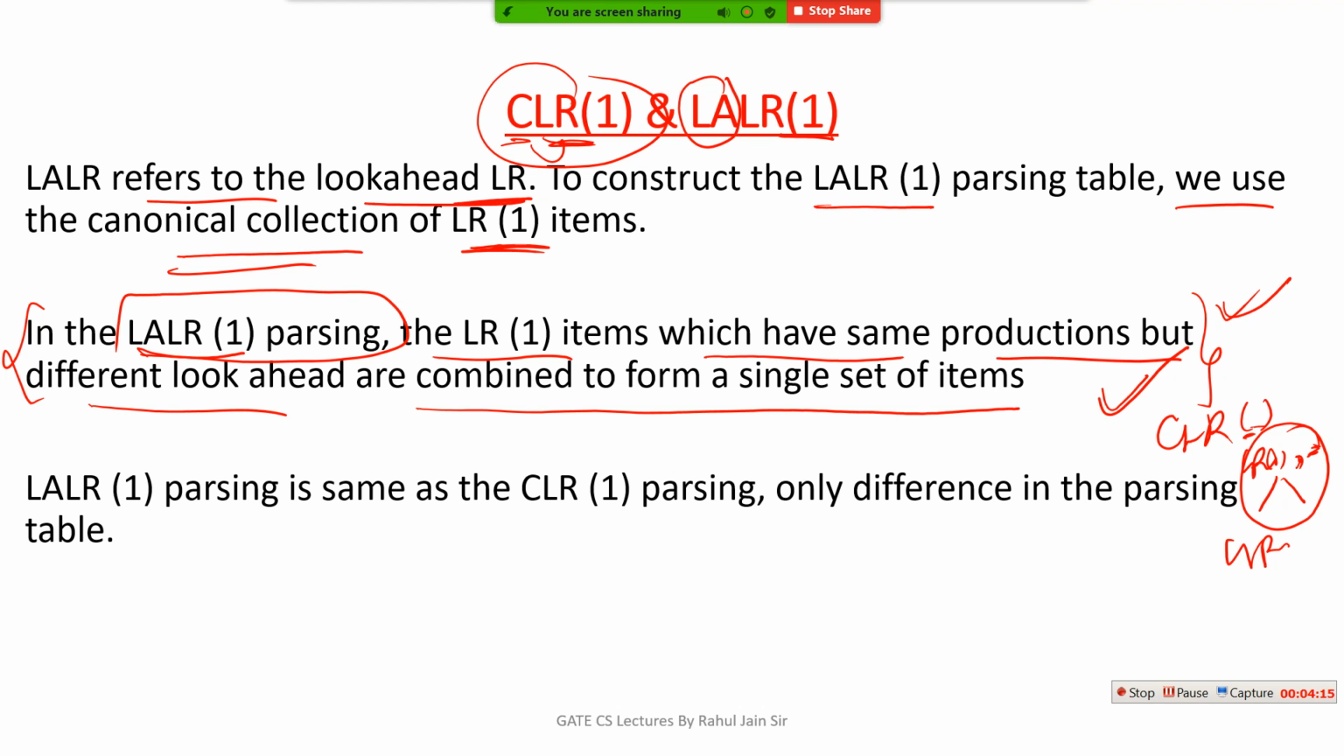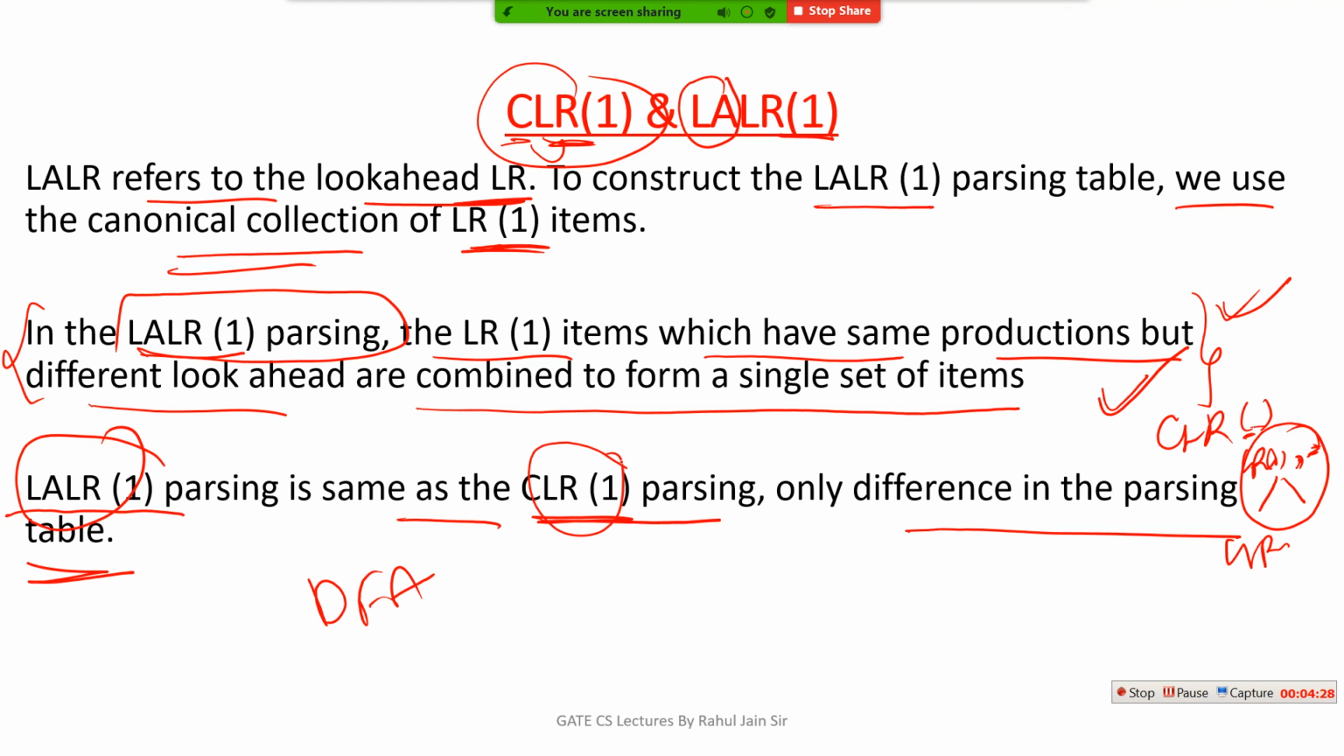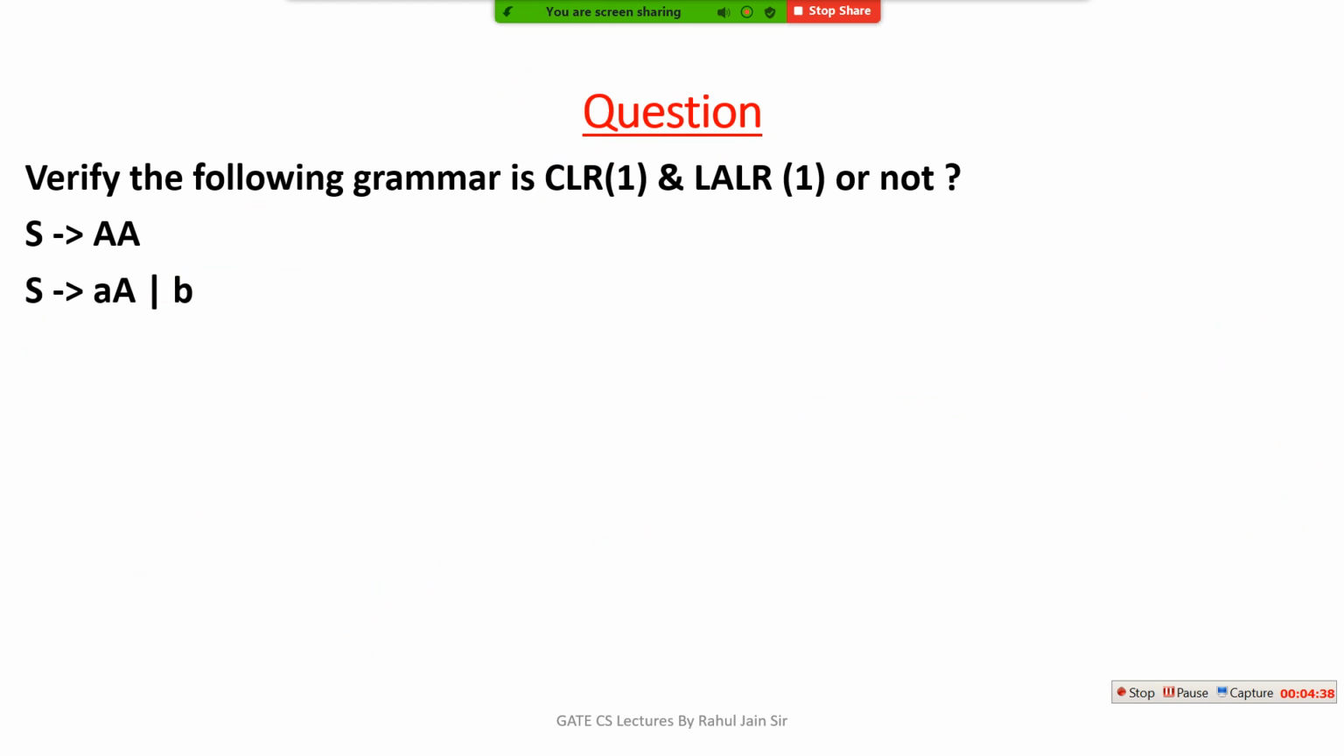Now the next point is that LALR1 parsing is the same as CLR1 parsing; the only difference is in the parsing table. The DFA sets of LALR1 and CLR1 will be the same, but their parsing tables will differ, meaning the number of states may be different. Before that, here is a question: verify whether the following grammar is CLR1 or not, and LALR1 or not.